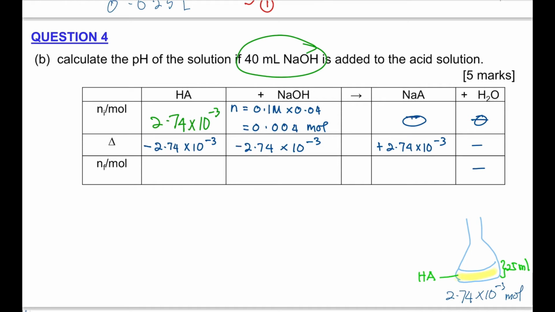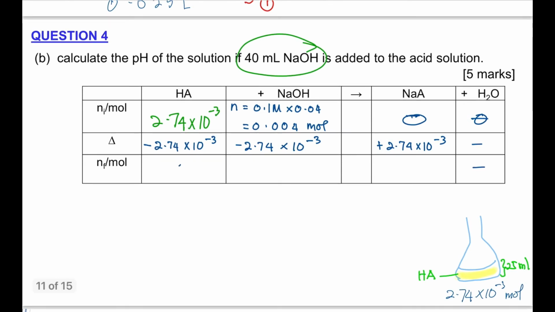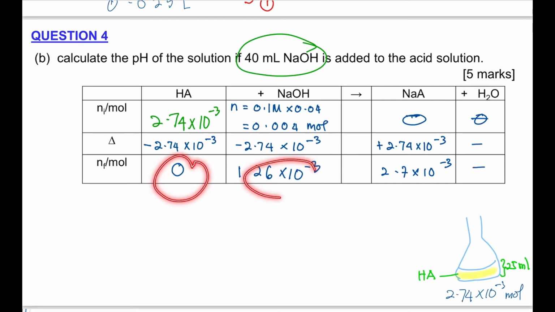Okay, now we can determine the final number of moles of acid and base. Finally, the acid is finished, it is 0, and the number of moles of sodium hydroxide left after the neutralization is 1.26 × 10^-3. So we just take the initial minus the change, and we get the number of moles of base left. And the salt produced is 2.74 × 10^-3. Therefore, there is no acid left at the end of the titration, and the remaining is base.